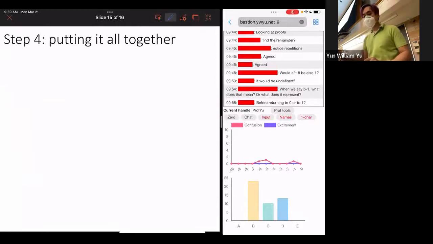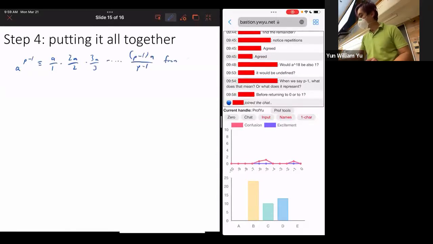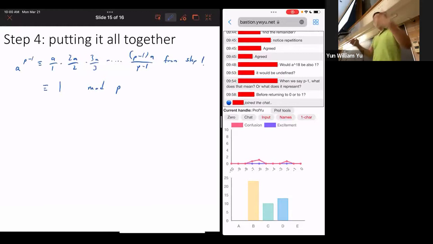So let me just finish this off. Putting it all together from step 1, A to the P minus 1 is congruent to A over 1 times 2A over 2 times 3A over 3 times all the way through (P minus 1)A over P minus 1, from step 1. And you know that the top set and the bottom set are the same sets of numbers. So then that's all congruent to 1 mod P, because the top and bottom are the same sets of numbers, and so they cancel out. And that finishes the proof.